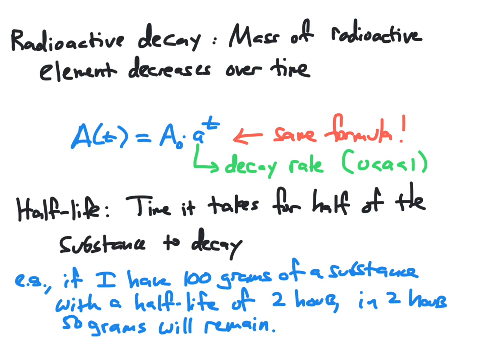One commonly used term related to radioactive decay is that of half-life. And this term essentially defines itself. It is the time that it takes for half of the substance to decay. So for example, if we have 100 grams of some radioactive substance, and that substance has a half-life of 2 hours, if we return 2 hours from now, we'll see that there are exactly 50 grams remaining. And that's half of the 100 grams that we started with. If we come back 2 hours after that, we would see that there are only 25 grams left, which is half of 50.